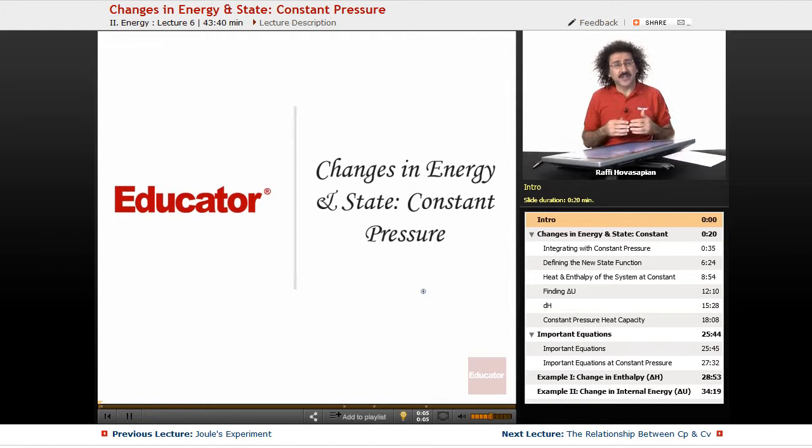So in the previous couple of lessons we talked about changes in energy and state, and we did them under constant volume. Now we're going to hold something else constant. We're going to see what happens to the energy of the system when we hold the pressure constant. So let's dive right on in.